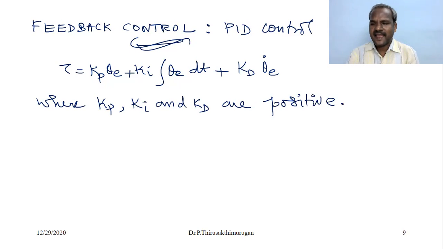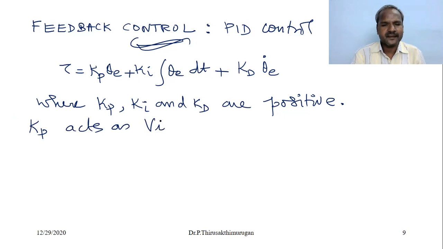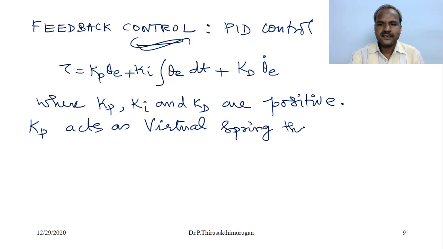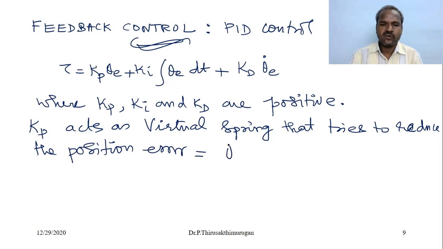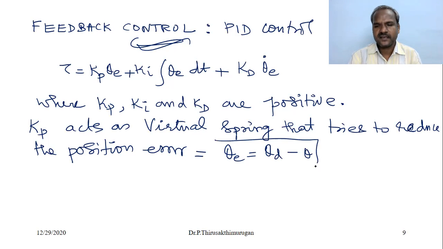The proportional gain Kp acts as a virtual spring that tries to reduce the position error. Understand what is position error? Theta e equal to theta d minus theta. This is the position error. Understand? Right.